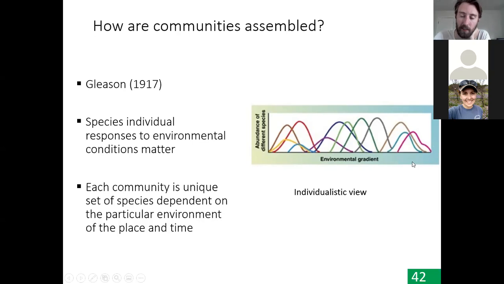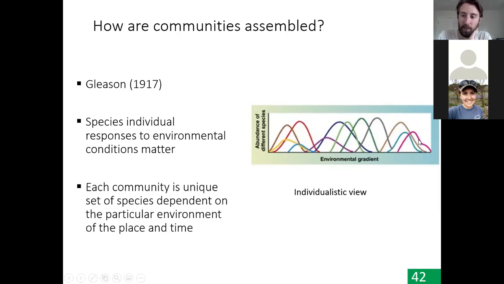So going up the mountain here, you've got each individual species with its own kind of optimum, but they're not really co-evolved. There's no real pattern here where species converge on having a similar optimum for that environmental gradient. Instead you see individual species reacting differently to different environments. And yeah, you get this individualistic view of communities that looks like that.